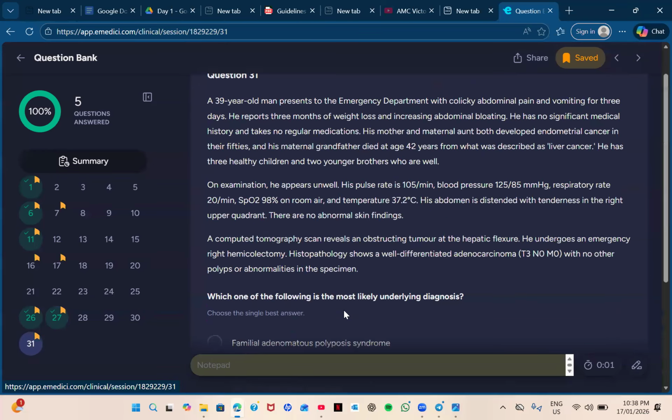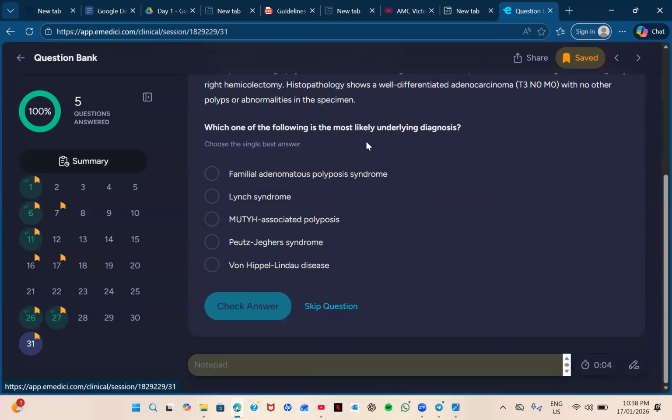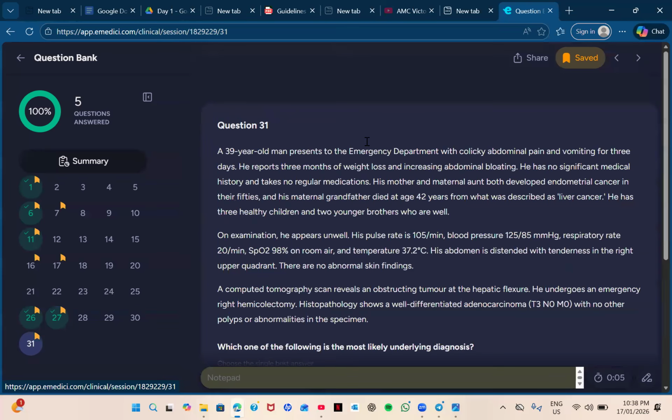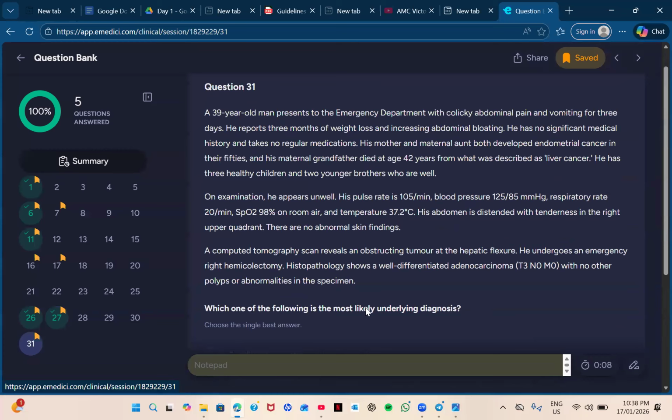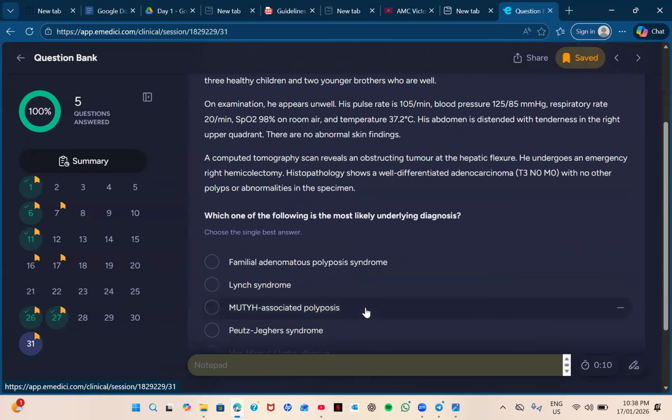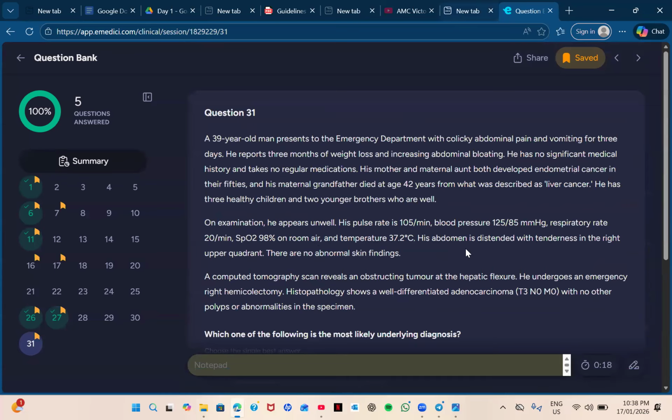Okay, one more question. No, that's not our topic today. I'll explain when we do Lynch syndrome and familial adenomatous polyposis syndrome. You have to differentiate these two. I'll explain once we are doing those topics. Okay, that's for colorectal cancer.